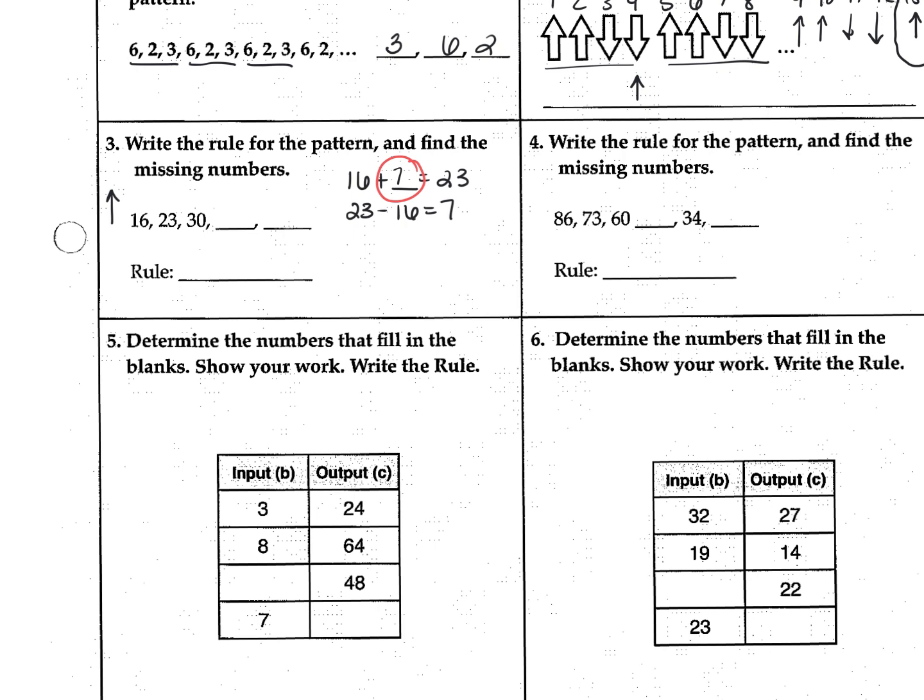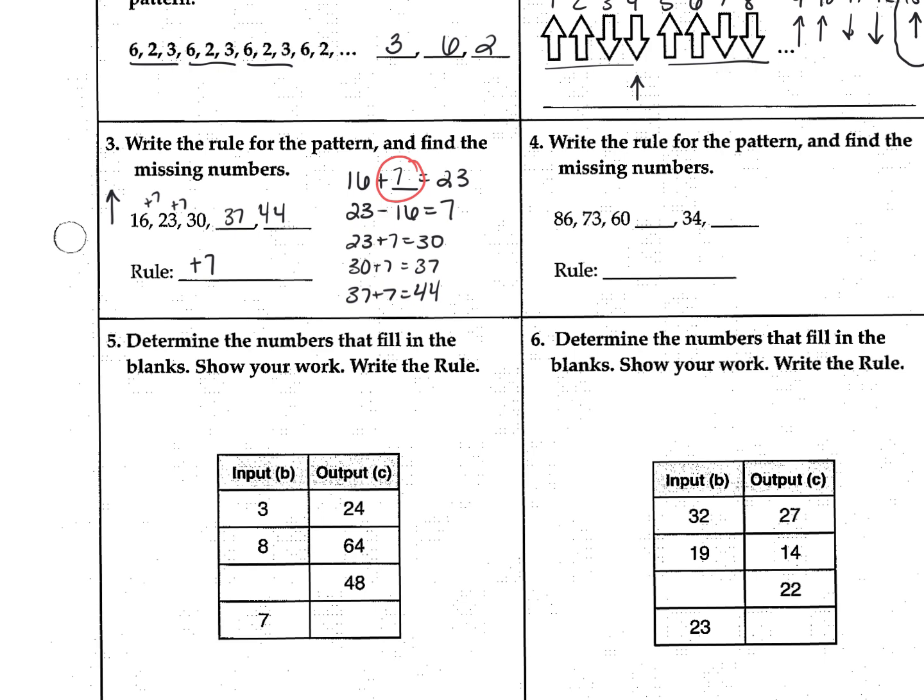So I think my rule might be to add 7. I'm going to write that down and I can always change it later. Next, 23 plus 7 equals 30. Good. 30 plus 7 will give me my first missing number, which is 37. And then 37 plus 7 will tell me my next missing number, which is 44.